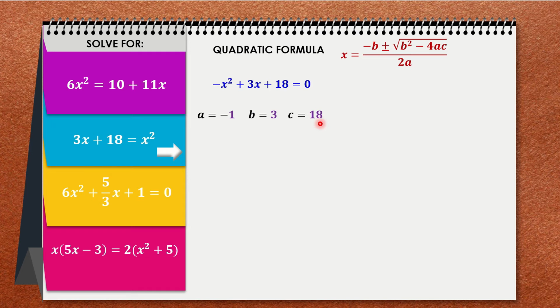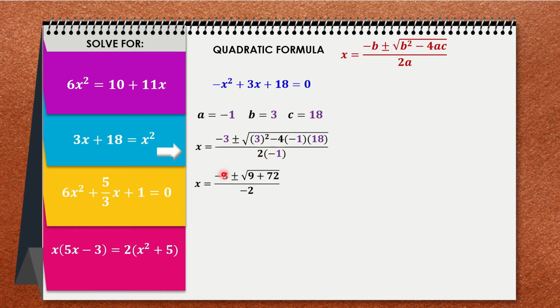Now, let us apply the quadratic formula by substituting the values that we have here to our formula. So, we will get negative 3 plus minus the square root of 3 squared minus 4 times negative 1 times 18 over 2 times negative 1. Again, we simply replace the variables here by the values of a, b, and c. Now, simplify the radicands and the denominator.